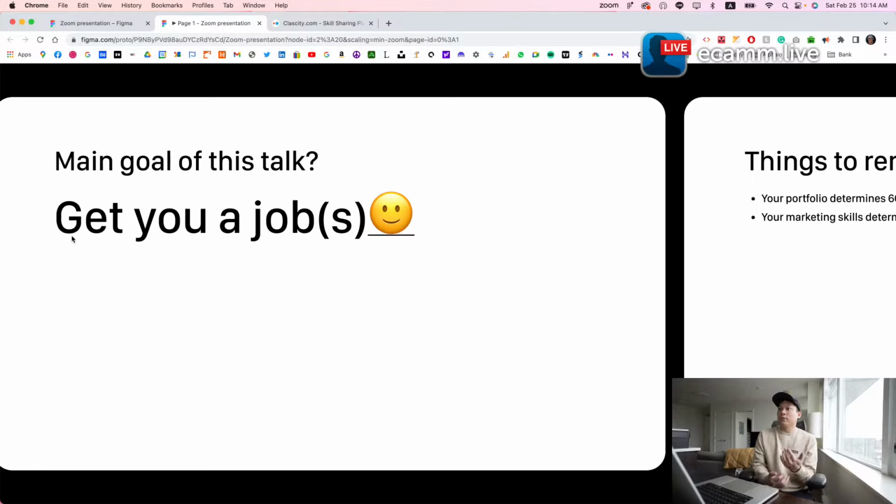So what is the main goal of this talk, right? When we're thinking about setting yourself apart, I think the main point of the whole thing is really finding a job at the end, right? So how do we actually find work? If you're a freelancer, you definitely want to find as many clients as possible, right? So how can you actually get to the point where you're able to find work?